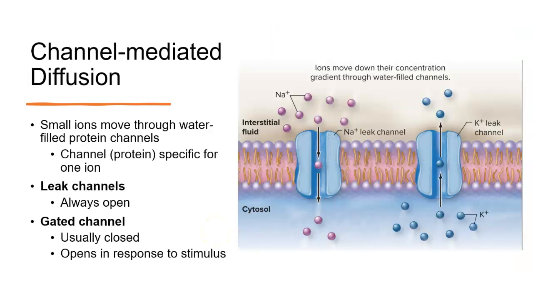Just to recap this channel-mediated diffusion, small ions are going to move through these protein channels, one type of ion per protein. So per channel, only one thing will fit through. So your leak channels are always open. So there's nothing covering them, nothing stopping the ions from moving from outside to in or inside to out.